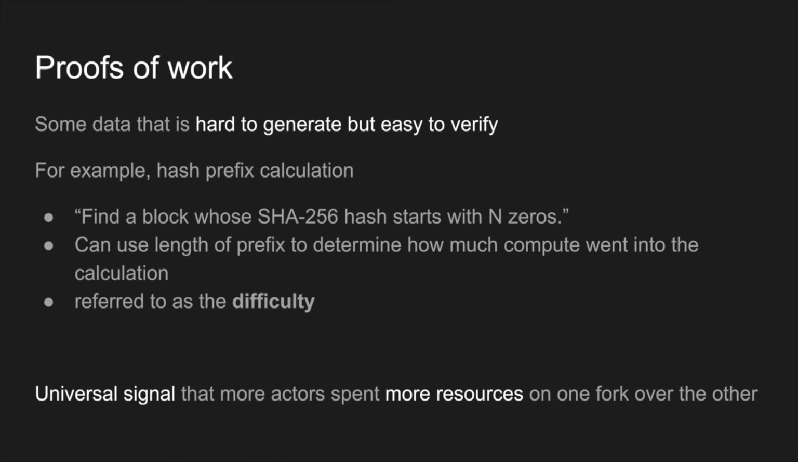Eventually, and this is an eventual process, as long as hashing power stays constant, one fork will outrun the other, and then everyone will jump over to that one.